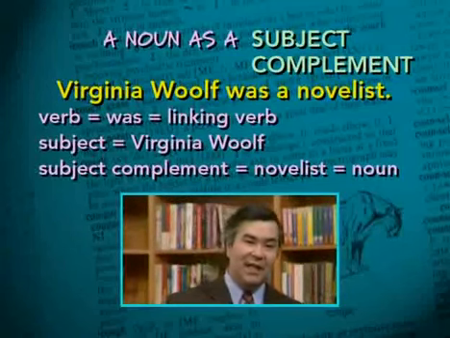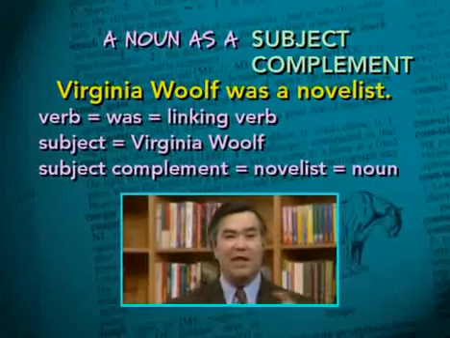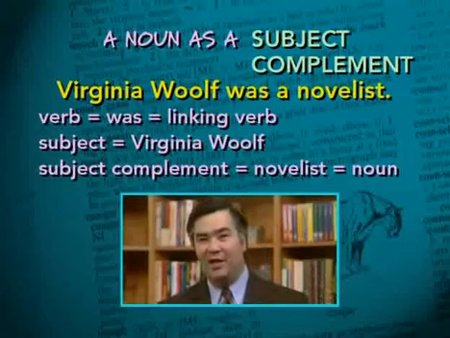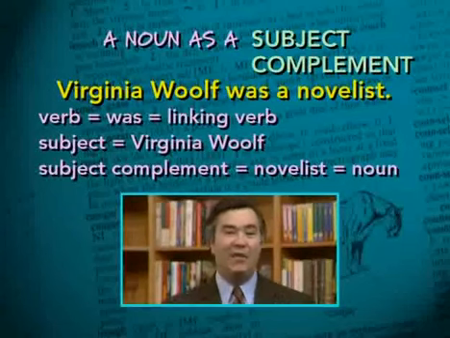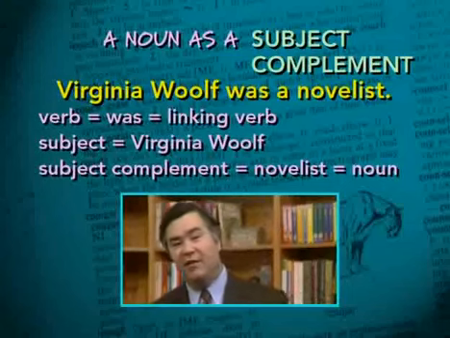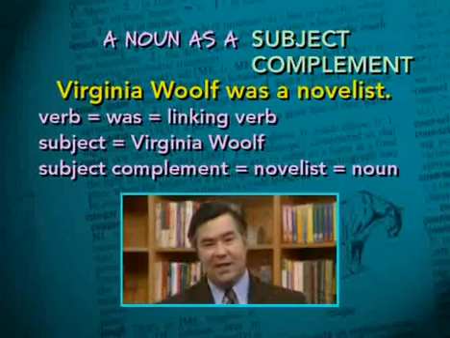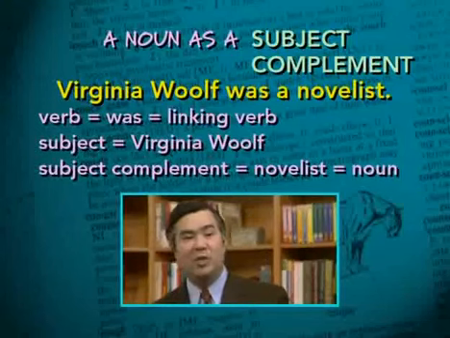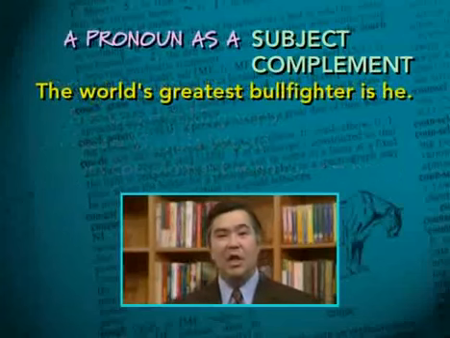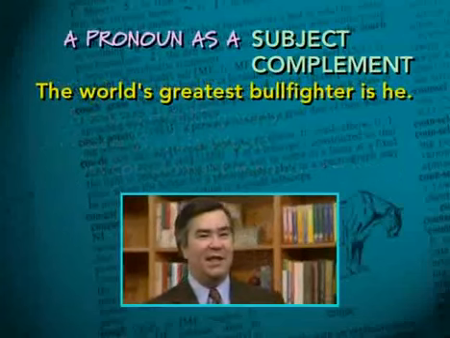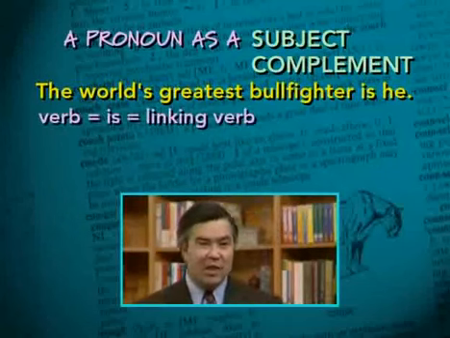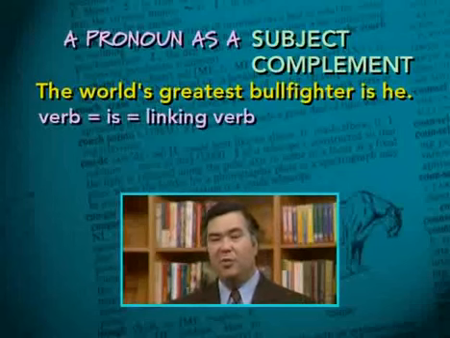So was, the linking verb, is linking Virginia Woolf and novelist and telling us that the two things are equated to one another. Virginia Woolf was a novelist. The two things are one and the same. So this is a classic example of a linking verb being used to connect the subject to a noun, novelist, which is the subject complement. Here's a different example. The world's greatest bullfighter is he. What's the verb here? The verb is. It's another form of the common linking verb to be.